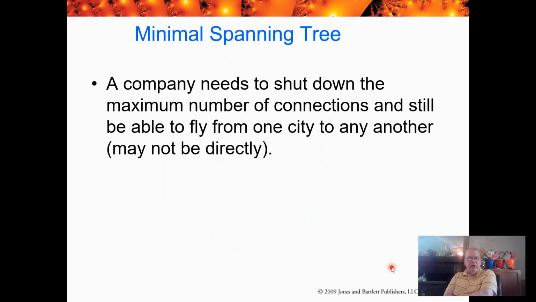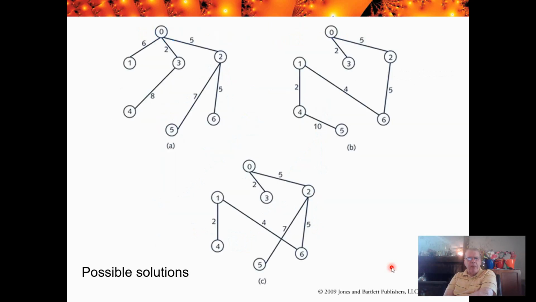So there's the description. Here are 3 possible spanning trees. One way to do it is to look at each of the spanning trees and compute the cost. Now 6 plus 2 plus 5 plus 8 plus 7 plus 5 is probably 33, 28 and 25. So this one at the lower center is the minimum spanning tree because it has the minimum cost.